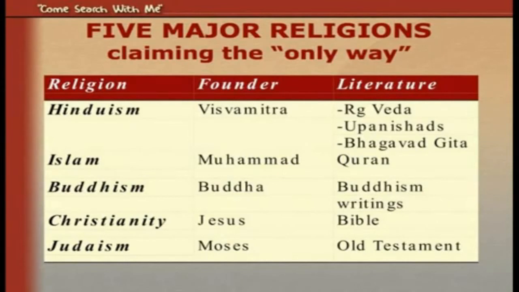Hinduism, the founder is not Viswamitra. I've just put down one of the authors of there. There are many, many authors. There's no one single founder. For example, the literature is the Rig Veda, Upanishad, the Bhagavad Gita, which is in the Mahabharata. Islam, Muhammad is the founder. The Quran is the literature. Buddhism, Buddha, Buddhist writings. Christianity, Jesus and the Bible. Judaism, Moses and the law and the prophets. And if you look at today, the study of the Torah, which is called the Talmud, also is a part of the literature.